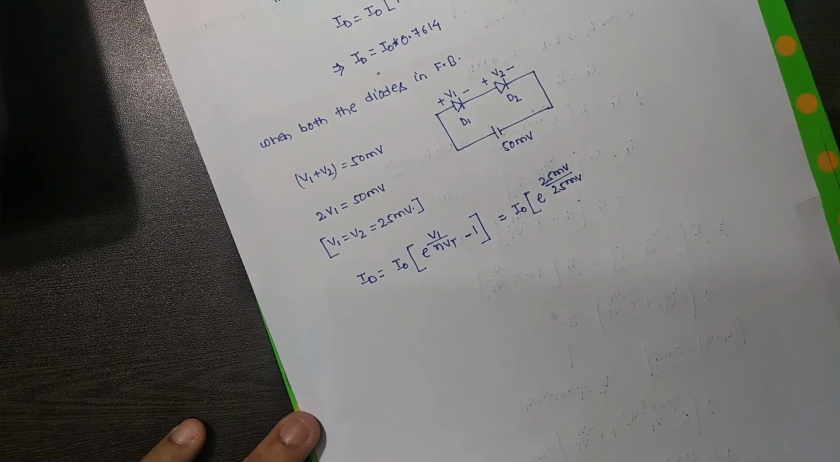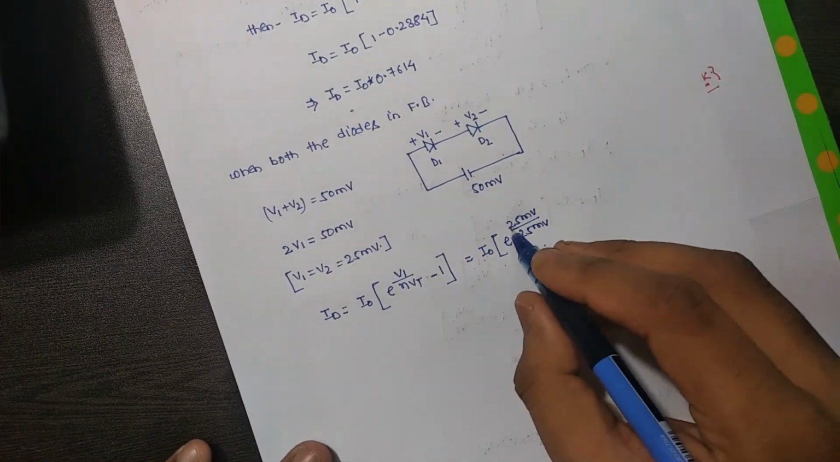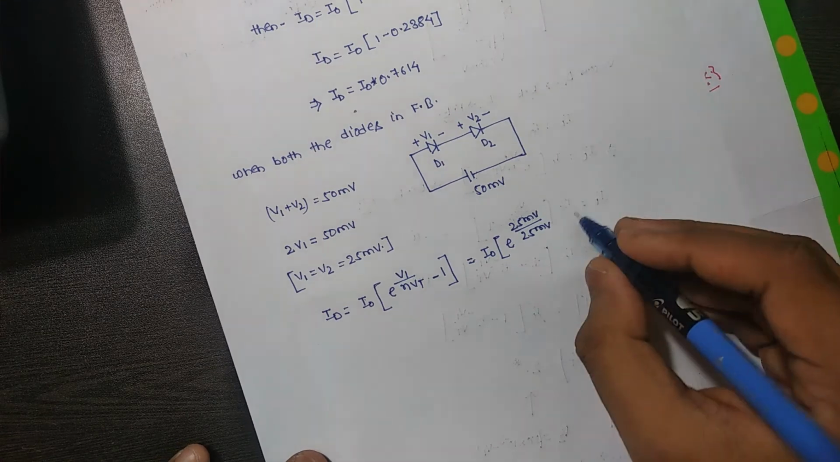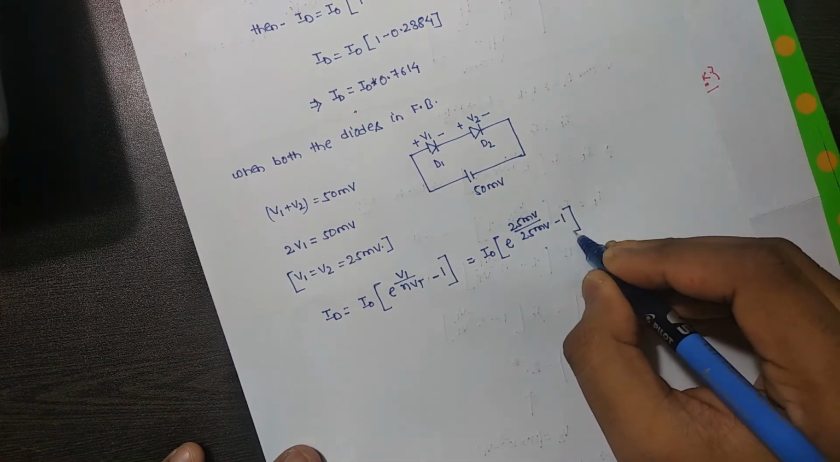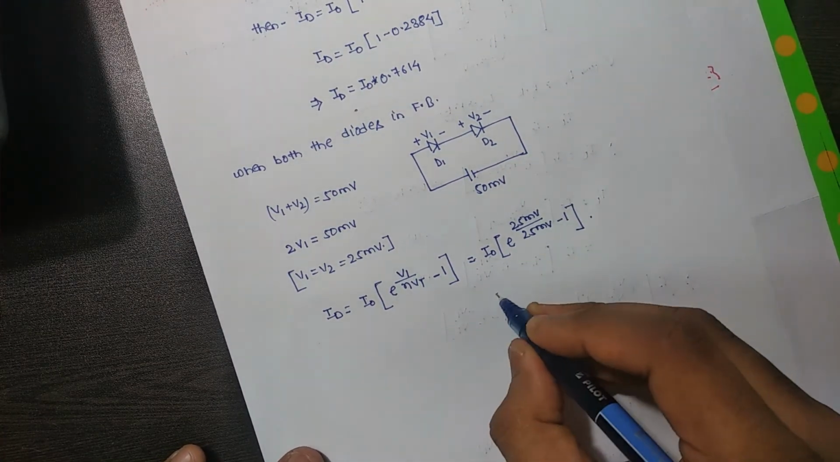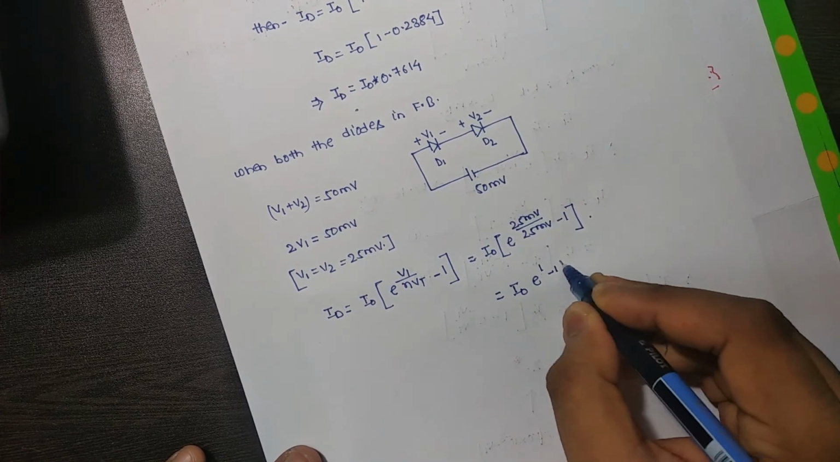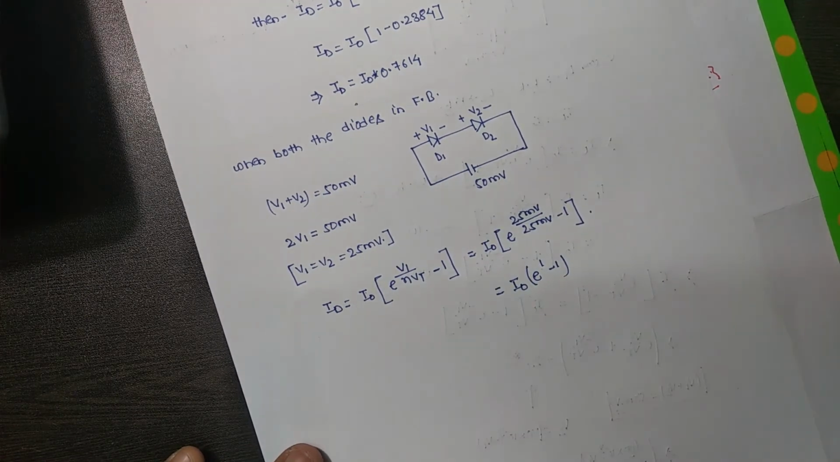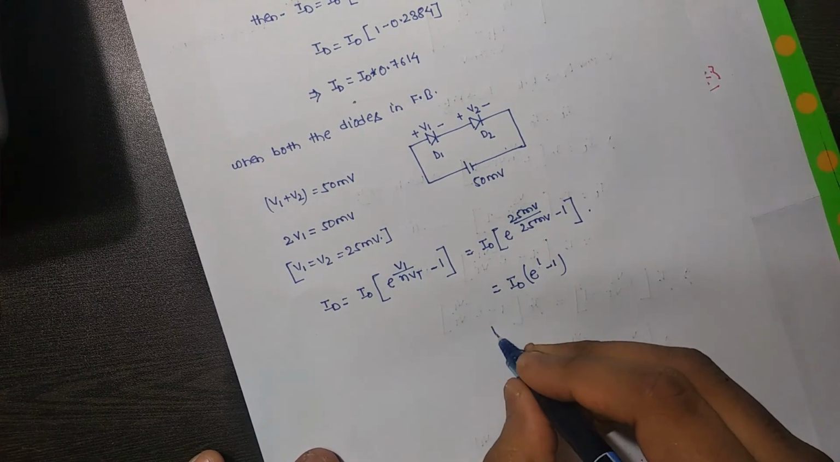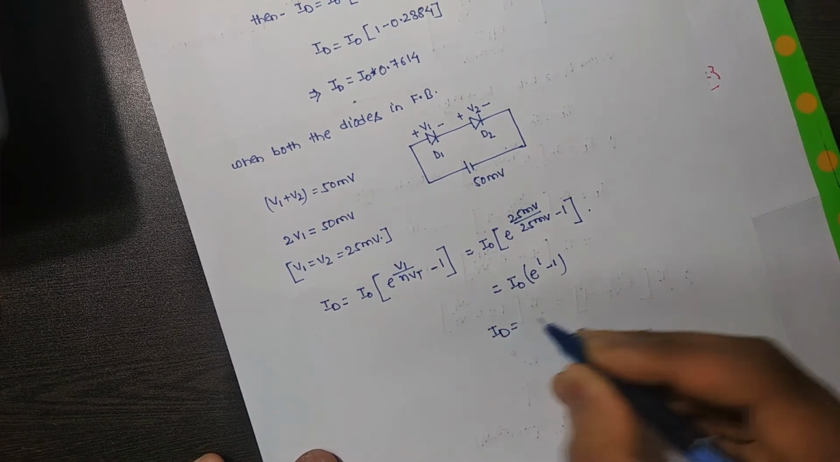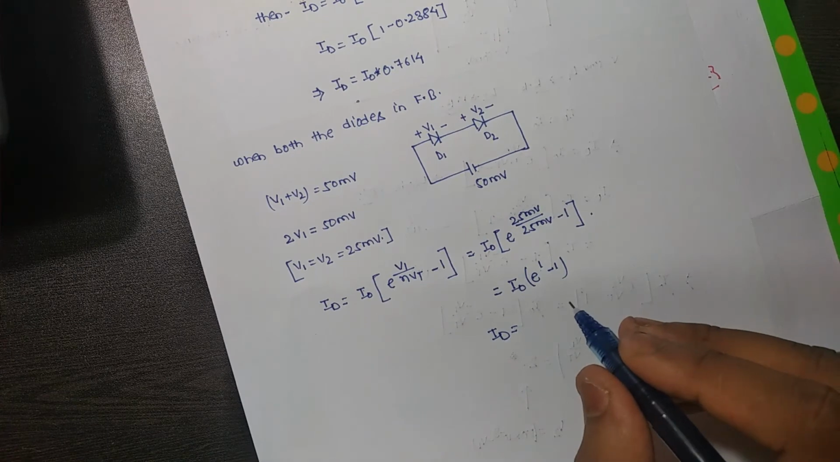Now the condition here is e to the power 25 millivolt by 25 millivolt minus 1. This condition came out simple, so the factor is simple: I naught e to the power 1 minus 1. So what can you write? ID equals I naught times e minus 1. What is e minus 1?